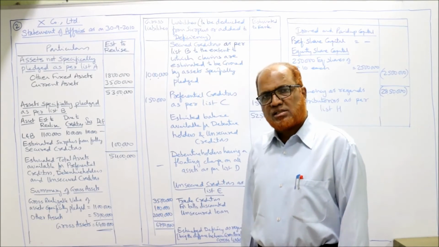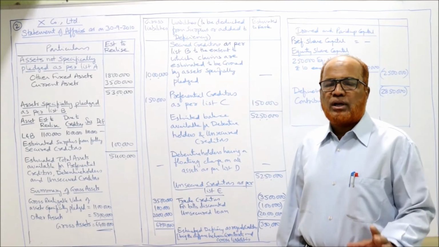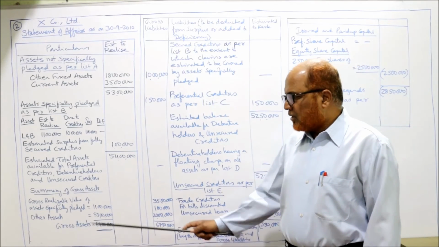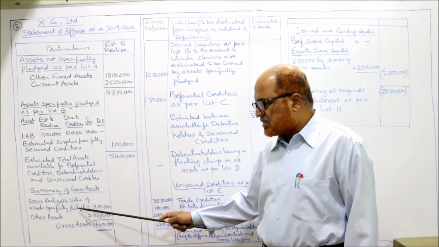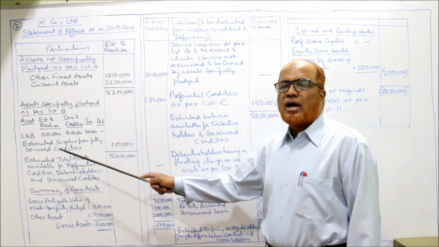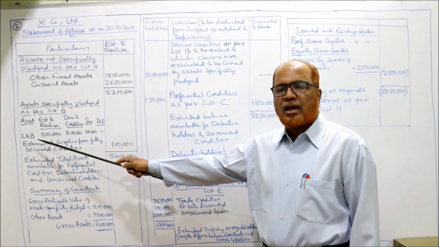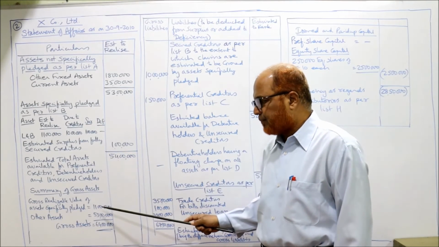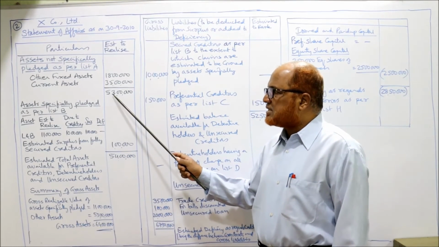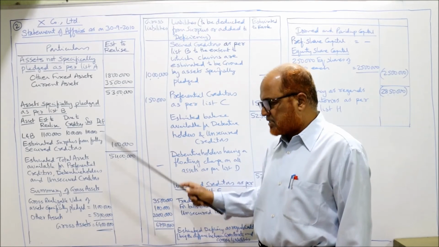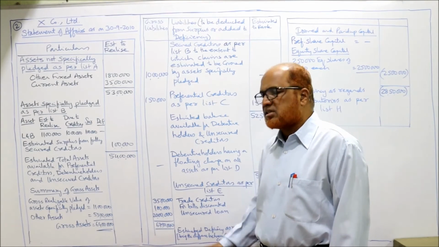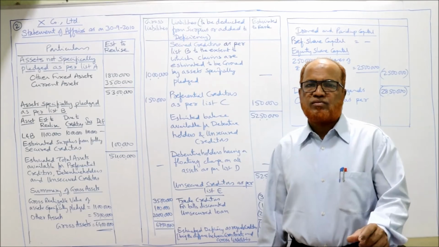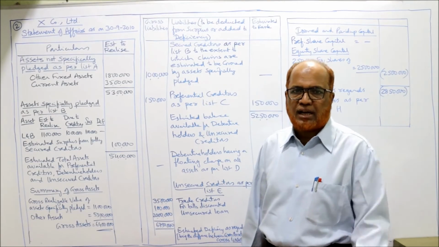Summary of gross assets. This we need only for verification, confirmation. So gross realizable value of assets specifically pledged. जो asset specifically pledged हो गया उसका gross realizable value क्या है? Land and building का realizable value 11 lakh. And other assets का realizable value 53 lakhs. So total gross assets are 64 lakh. This we need only for confirmation whether we have done correctly or not.